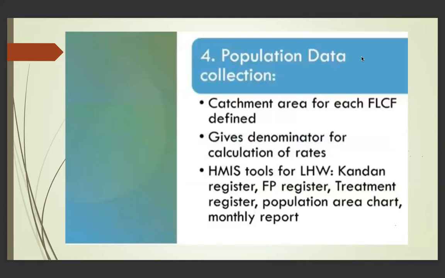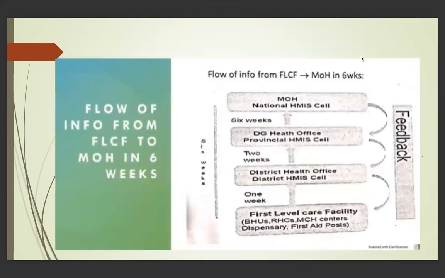HMIS tools for the lady health workers are the Khandan register, family planning register, treatment register, population area chart, and the monthly report. Flow of information from the first level care facility to the Ministry of Health takes six weeks. So the time period taken would be the six-week time period, starting from the first level care facilities: BHUs, RHCs, MCH centers, dispensaries, and the first aid post.